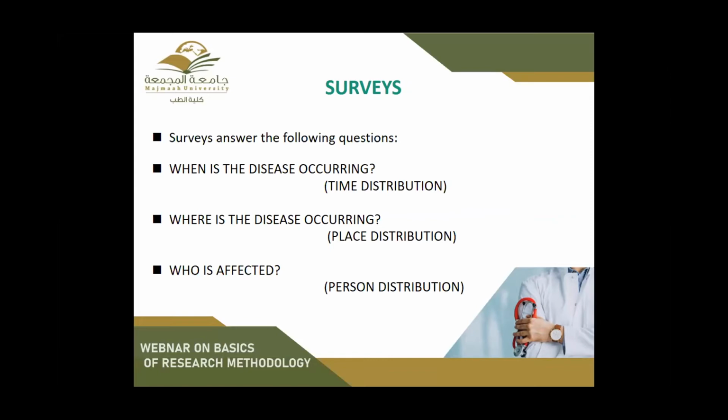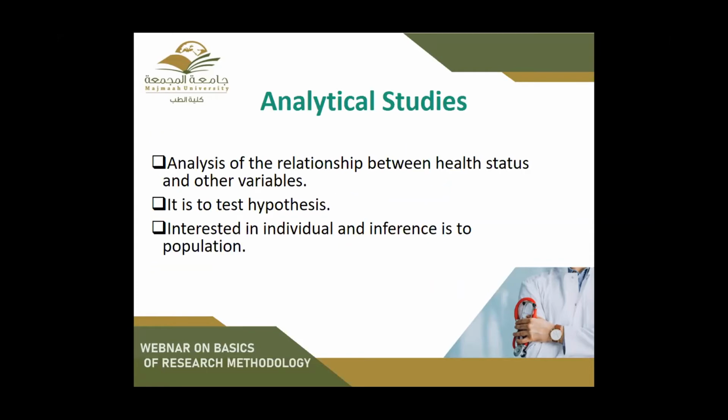For example, if we get a new disease like COVID, first we describe it after a survey. We say that this is a new disease. It affects Chinese people in the Wuhan market of fish or market of animals. And it occurred in the time between this and this. So it was time distribution, place distribution in Wuhan, and person distribution, at the start in Chinese people. So this is considered the time, place, and person distribution of a disease, and it will be used after surveys.